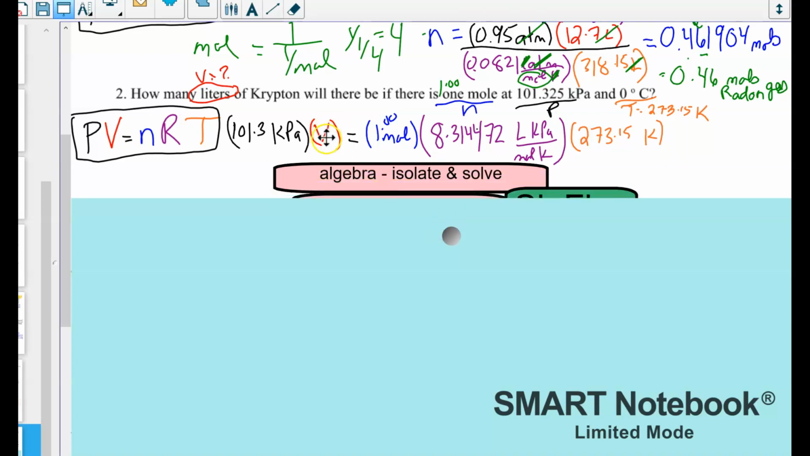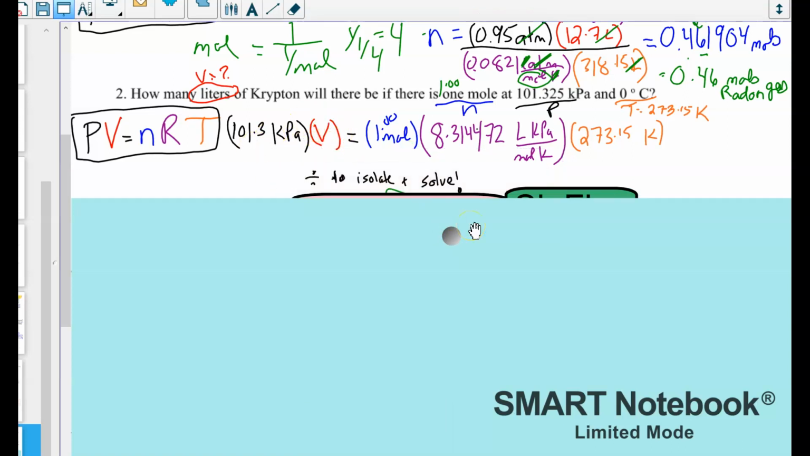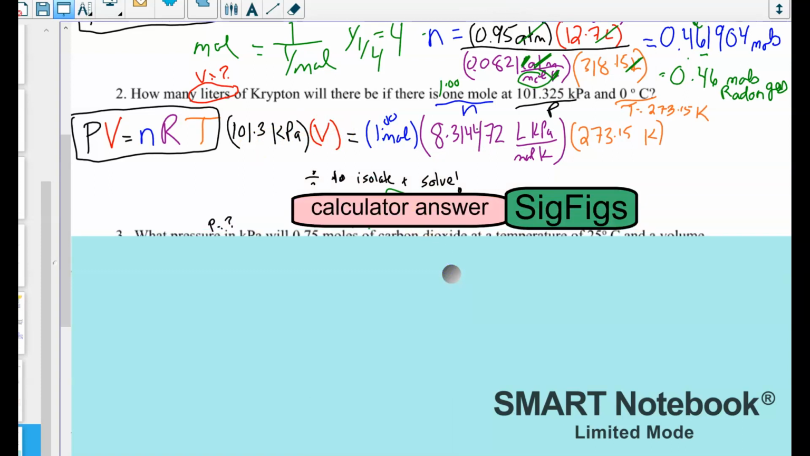So just do your basic algebra 1 type stuff. We want to isolate and solve for volume. We have to divide out that 101.3 kPa. So we're going to divide, isolate, and solve. And your calculator will give you a volume of 22.4 liters, which, does that number look familiar to you? What did we learn back in Chapter 9 stoichiometry? 1 mole of gas at standard temperature and standard pressure will be 22.4 liters.